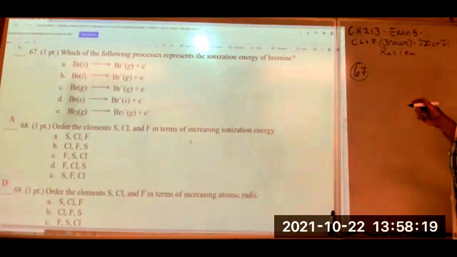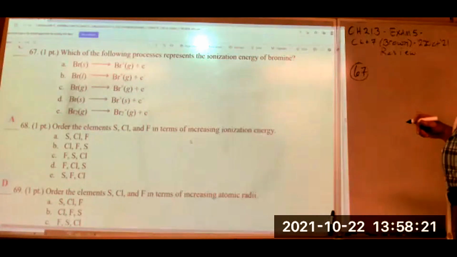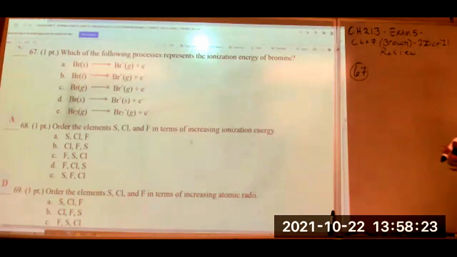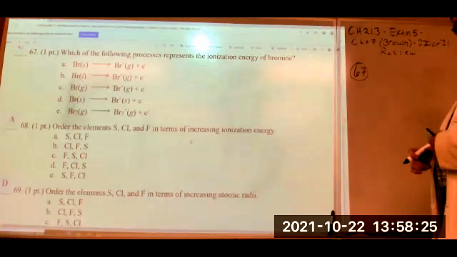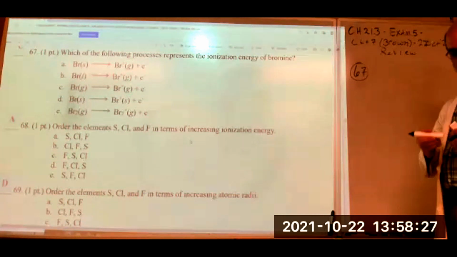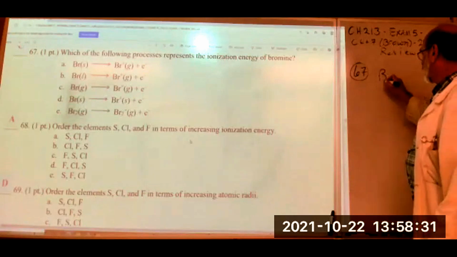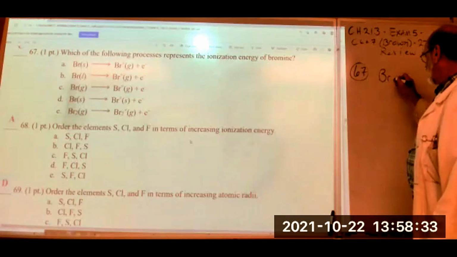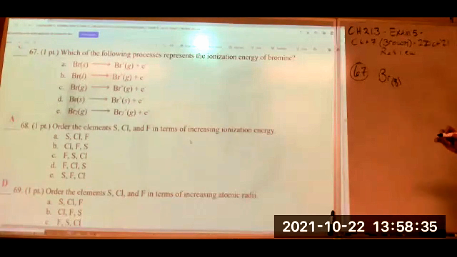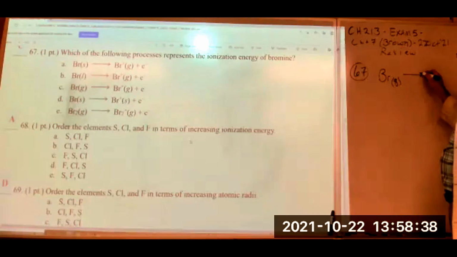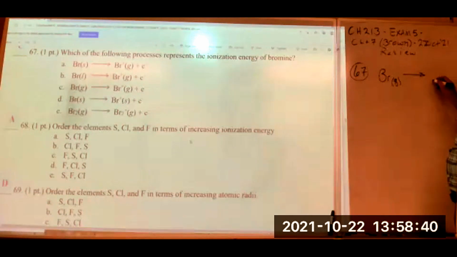So which of the following processes represents ionization energy of bromine? Remember what the requirements were for measuring the ionization energy of an element. Bromine has to start as a gas. And ionization means it's going to lose an electron. And then what's left over? Bromine plus, and it's a gas also.